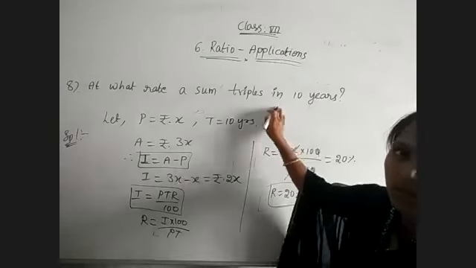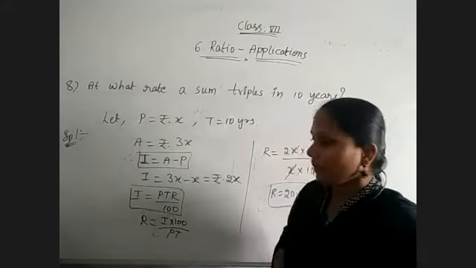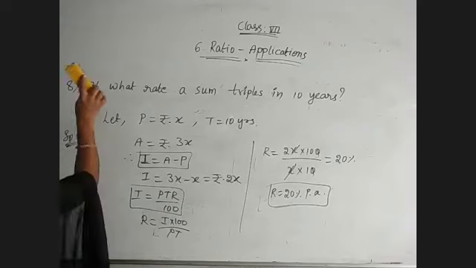Okay, so same like this, by changing the values, try another type of question. Now just take the last example on interest.